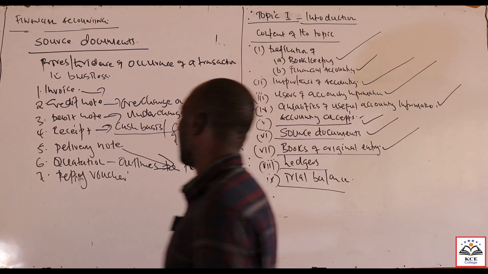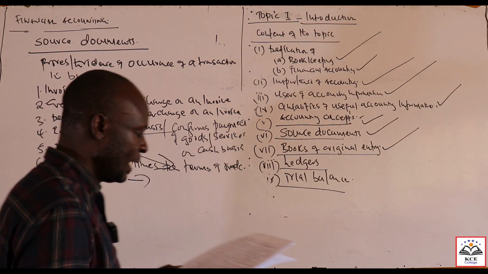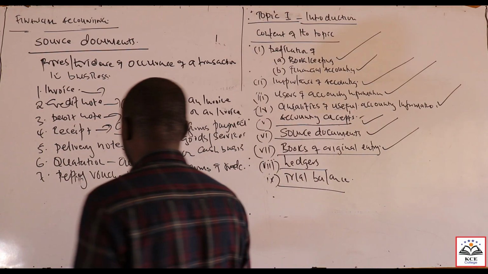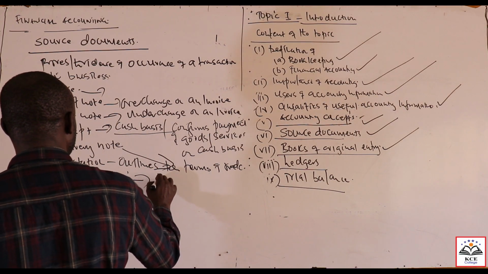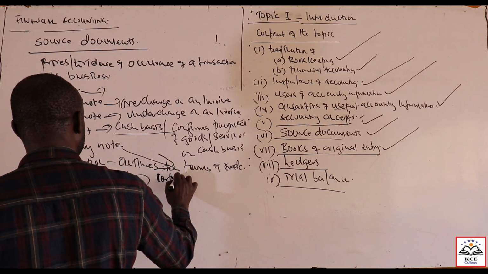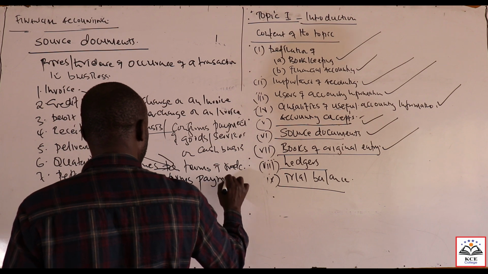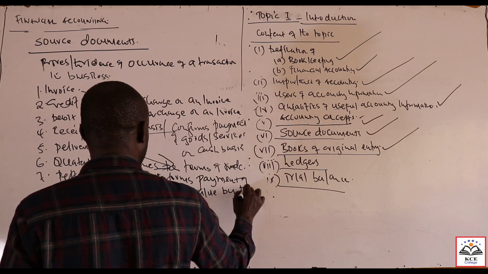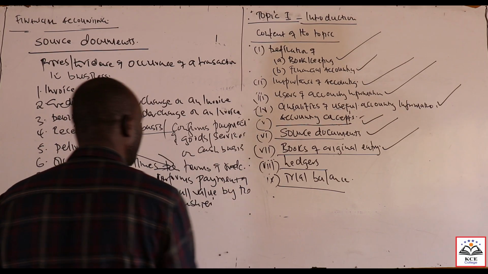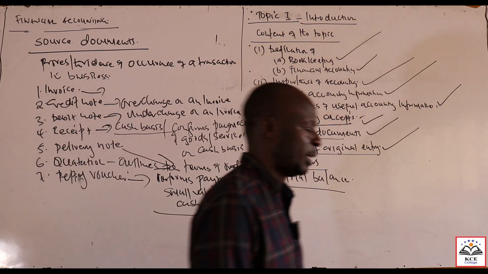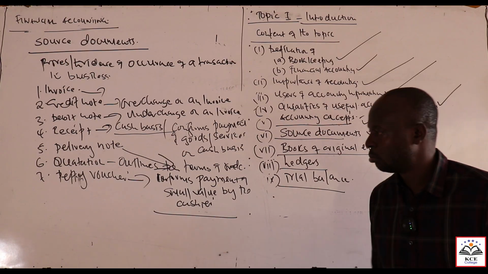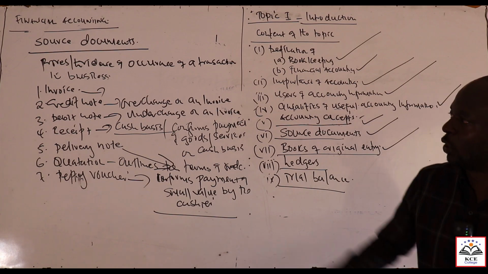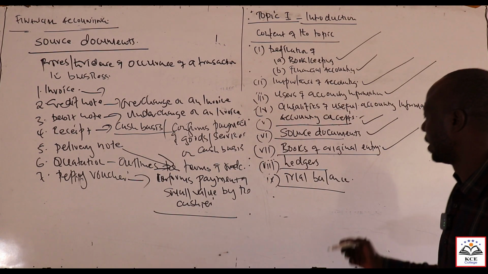Then finally, we have what we call the petty voucher. It is raised by the cashier to seek authority for payment of small value. So it's a document that confirms payments of small value by the cashier. So every time the cashier is paying items of small value, he has to confirm that particular transaction by issuing a petty voucher. So that is also what we call the source documents.